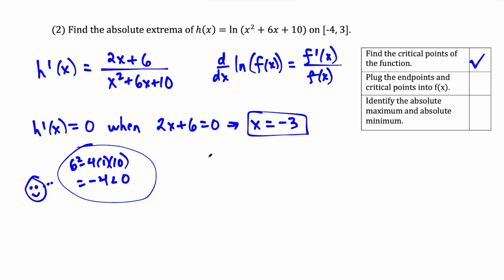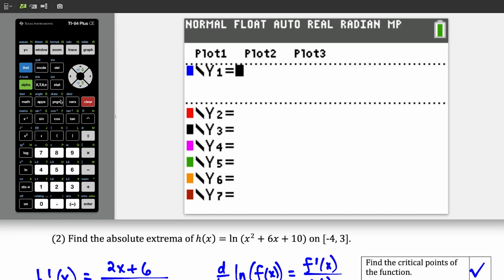So to close this out, what we're going to do is we're going to plug the critical point and the endpoints into the function h of x. So we have x and h of x, and our endpoints are negative 4 and 3. And then we have a critical point here at negative 3. So now let's type in, we're going to have natural log of, and we have x squared plus 6x, and then plus 10. And notice this time around, our interval, we're going from negative 4 to 3.